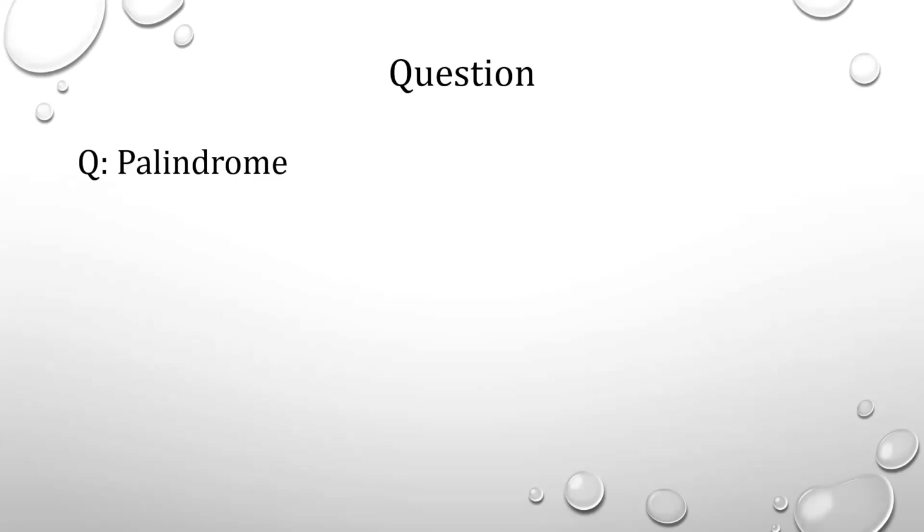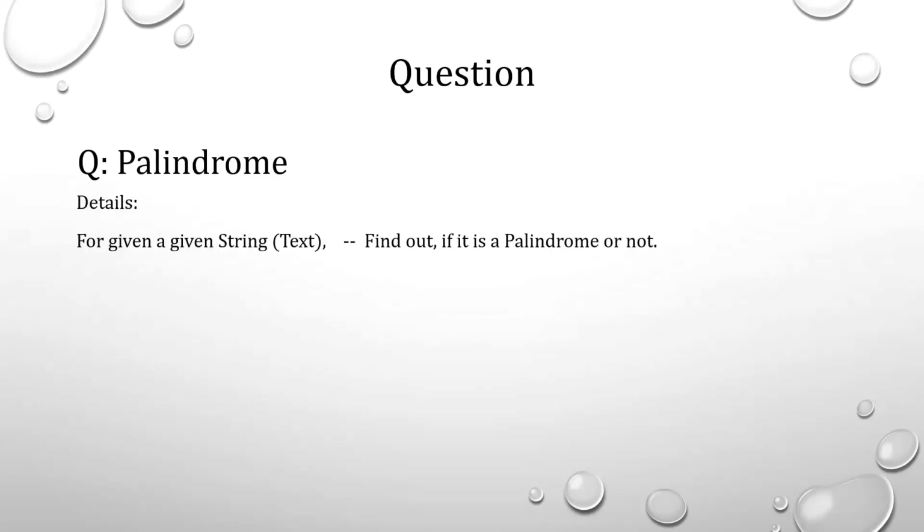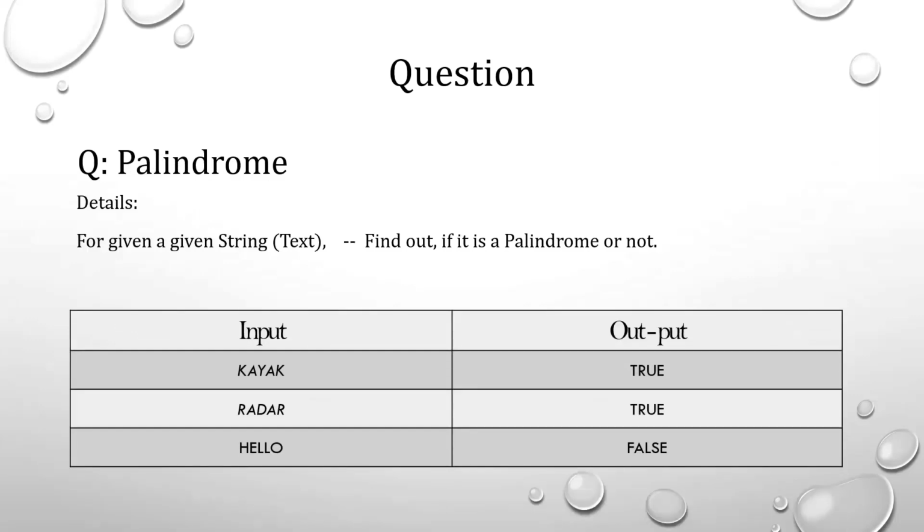Our today's problem is going to be regarding palindromes. So let's have a look at the details. In our program, we will be given a string and we need to find out if that string is a palindrome or not. The input for our program should look like this. The first one would be kayak, and it is a palindrome, so the output would be true. For radar it's again a palindrome, so we say true, and hello is not a palindrome, therefore we need to return the result as false.